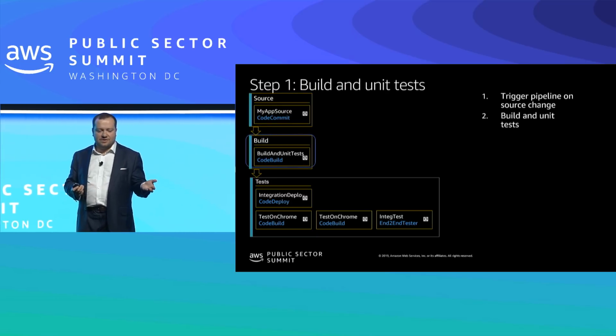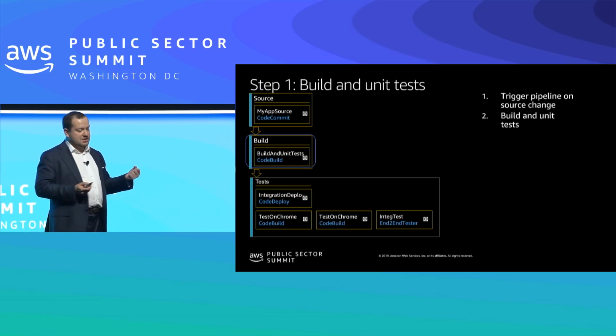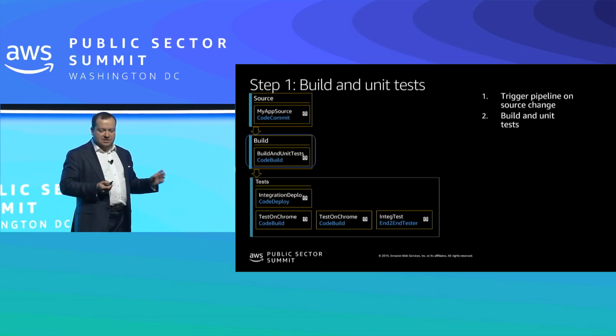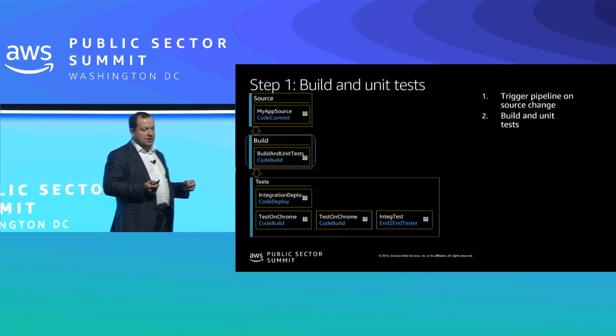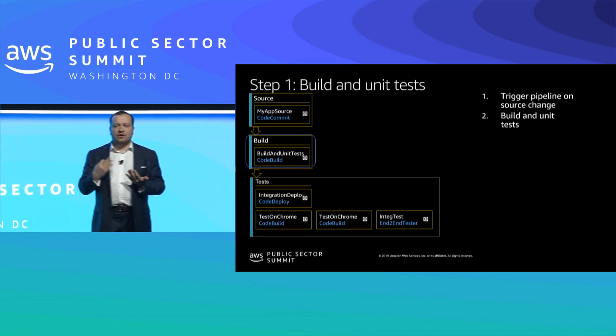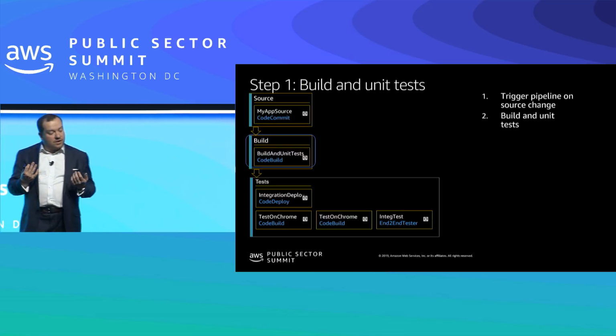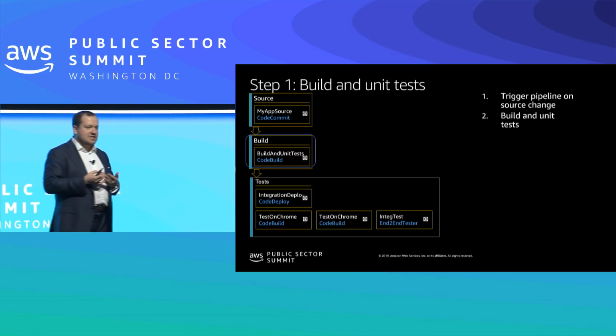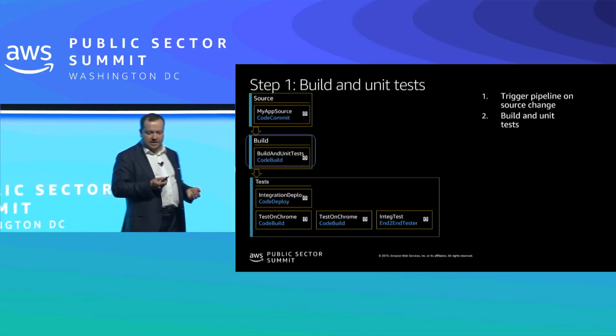So the first stage that runs after the source is the build and unit tests. In this example, we're doing that in CodeBuild. CodeBuild just spins up a temporary Docker container and runs whatever commands you tell it to run. So you can integrate it with your existing test suite. You can do whatever you want there.